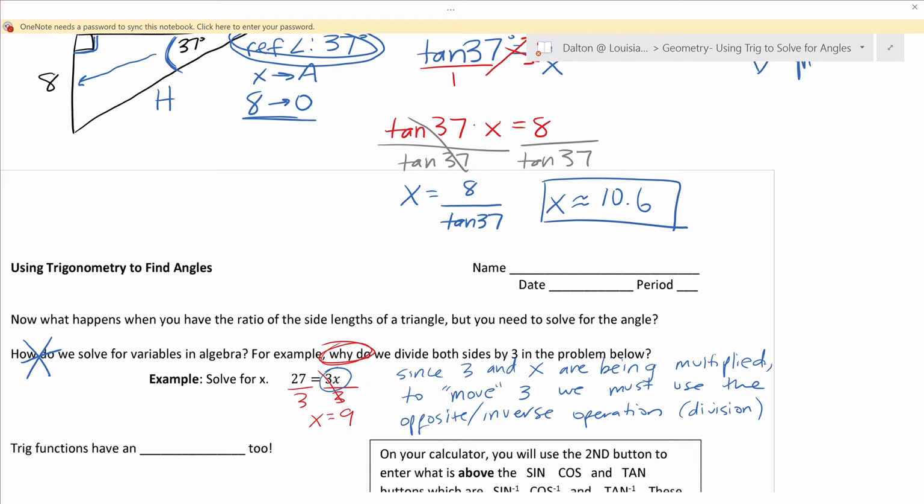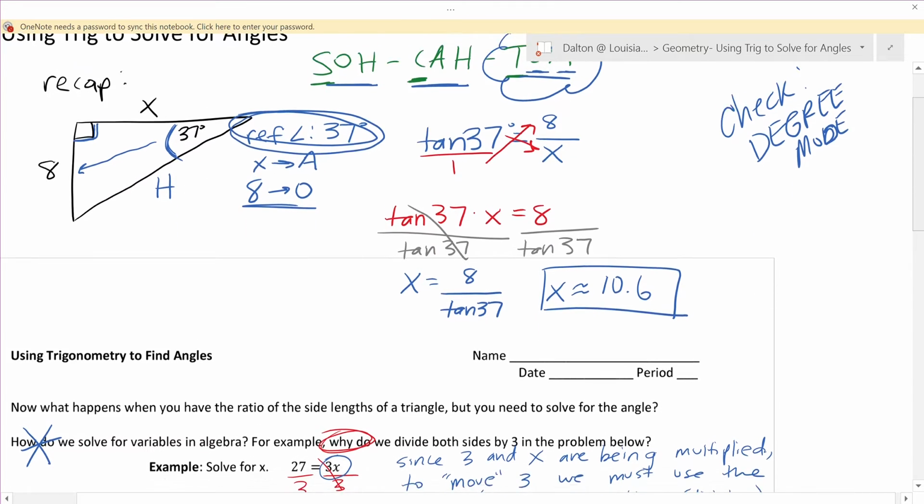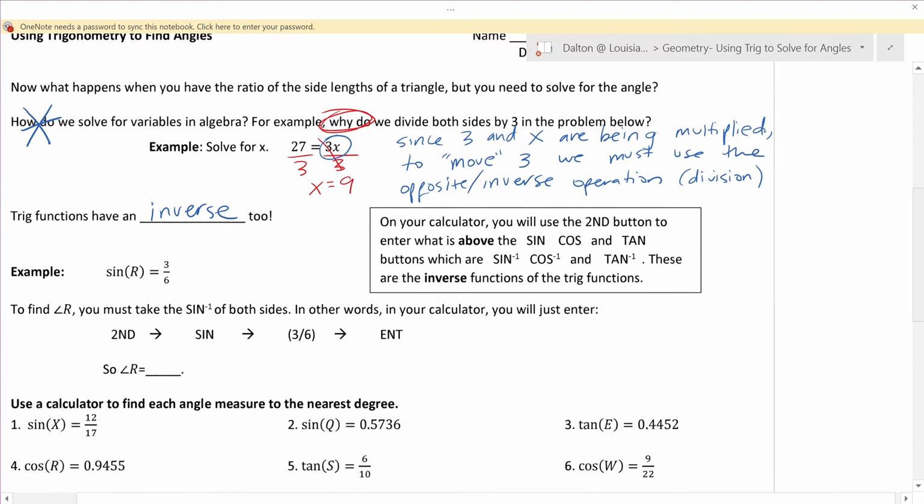Well, trig functions have an inverse too. So we don't always have to just use them to set up ratios. We can use them to solve for sides and angles. So here's what you're going to do. If we look at this example, the sine of r is equal to 3 over 6. On your calculator, so now I'm reading here in this little text box, you will use the second button to enter what is above the sine, cosine, and tangent buttons, which are sine inverse, cosine inverse, or tangent inverse. Literally, these are inverse functions of the trig function.